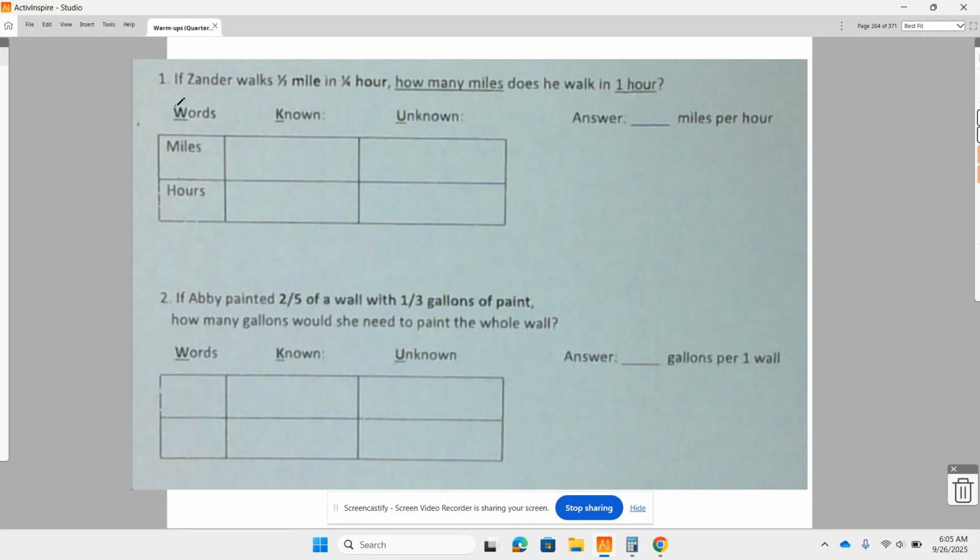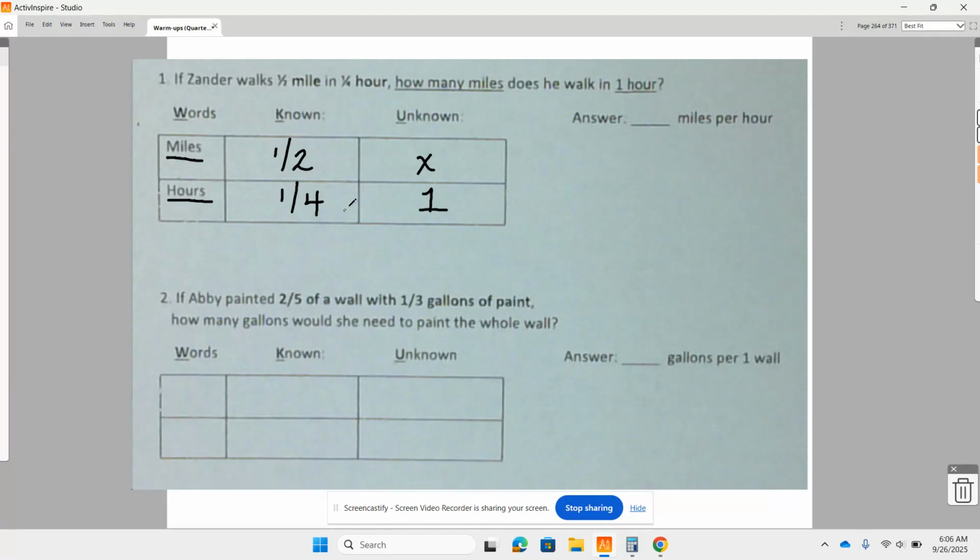Look at number 1. If Xander walks 1/2 mile in 1/4 hour, how many miles does he walk in 1 hour? Our words are already here for us, miles and hours. So we have 1/2 mile in 1/4 of an hour. We want how many miles, that would be our x, he can walk in 1 hour.